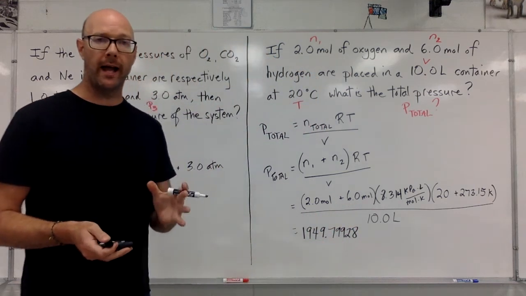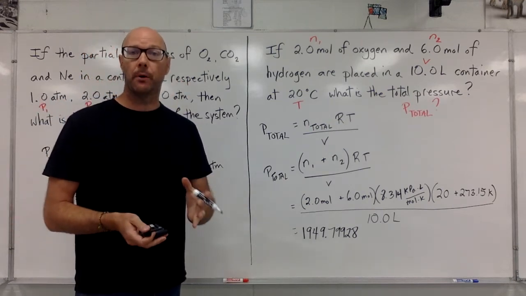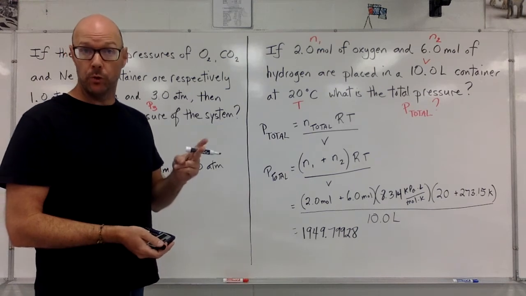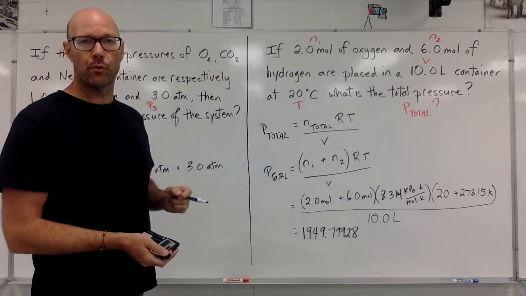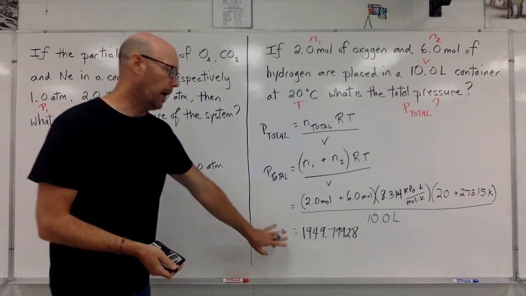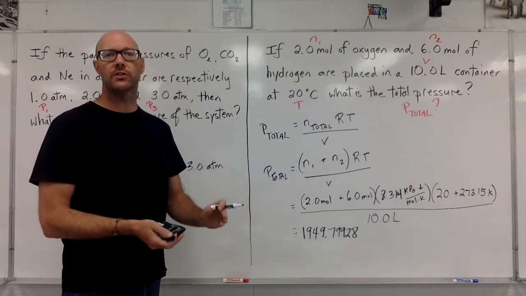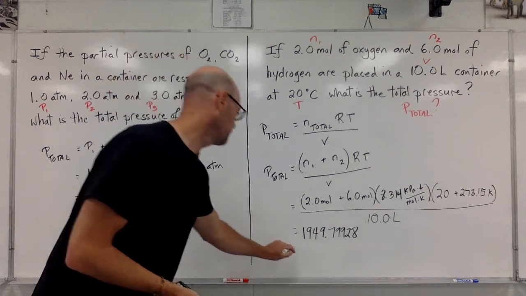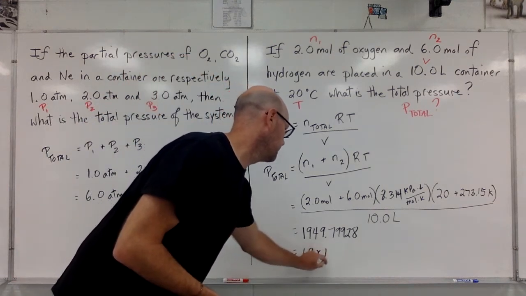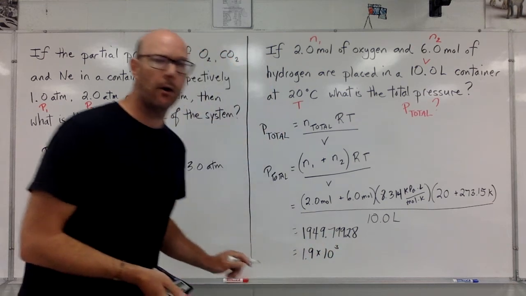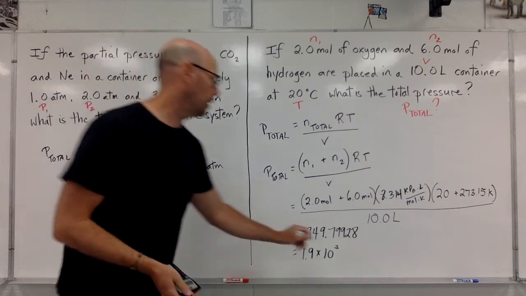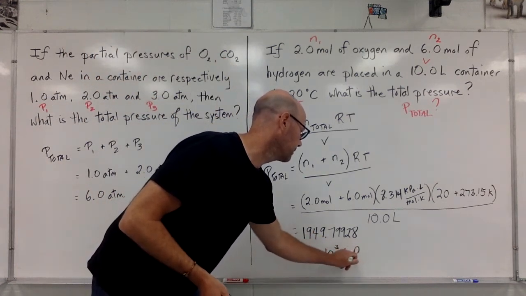That's our raw answer. We need to go back and think about the significant digits. Some of the numbers in the question have 2 sig digs. The 10.0 has 3. This means that we want 2 significant digits in our answer. We're up in the thousands. We're going to need to use scientific notation. This becomes 1.9 times 10 to the power of 3. And this was the pressure that we found using the ideal gas law. It's kilopascals.